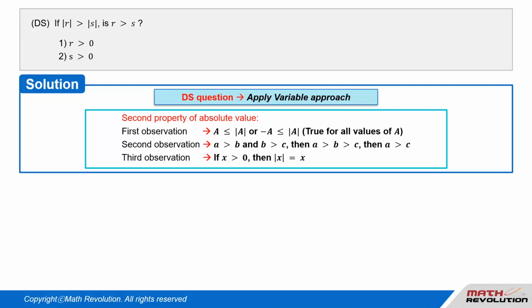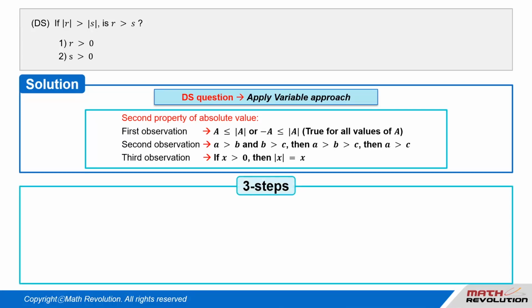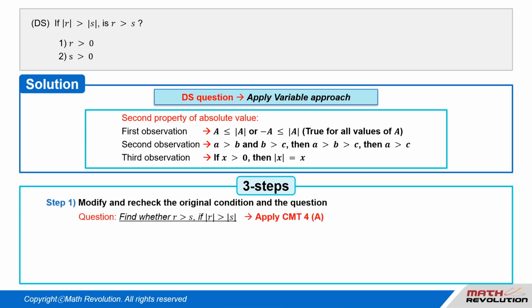Solution: let's solve this DS question using the variable approach. Let's apply the 3 steps suggested previously. Follow the first step of the variable approach by modifying and rechecking the original condition and the question.